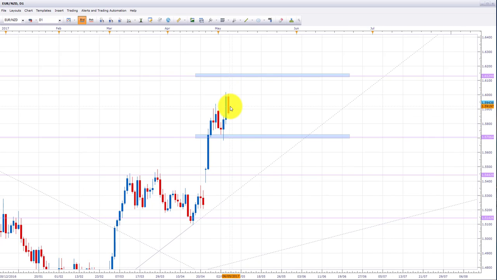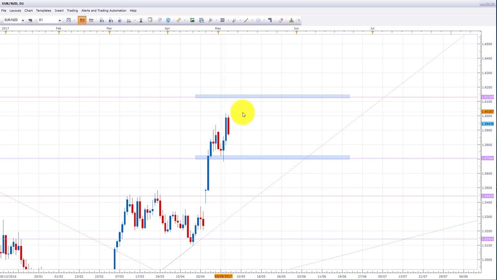Technically, I would be looking for this to pull back maybe for another day down into this area, maybe a retest of the 1.58 psychological level before further moves to the upside. I am looking for longs on this pair now because it is into this territory, and the next key area of resistance is at the 1.612 area up here. So I am looking for longs on the Euro New Zealand into the 1.612 area of resistance.